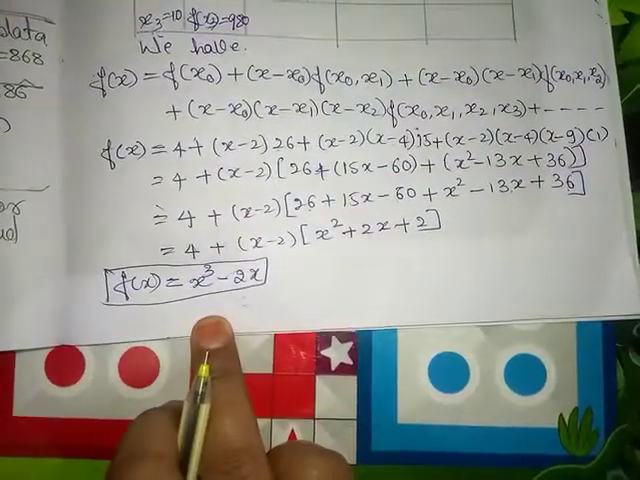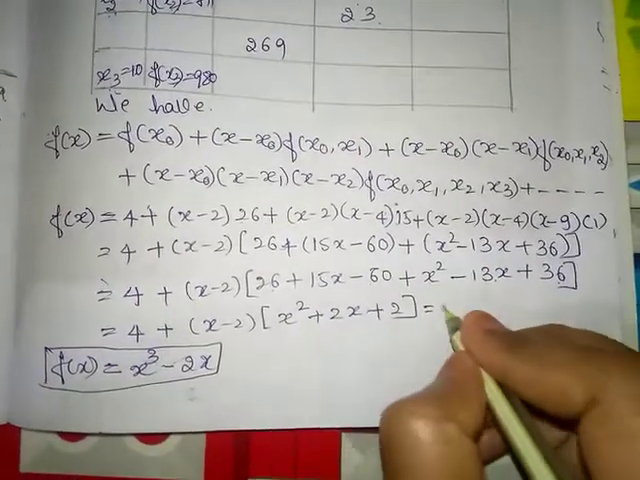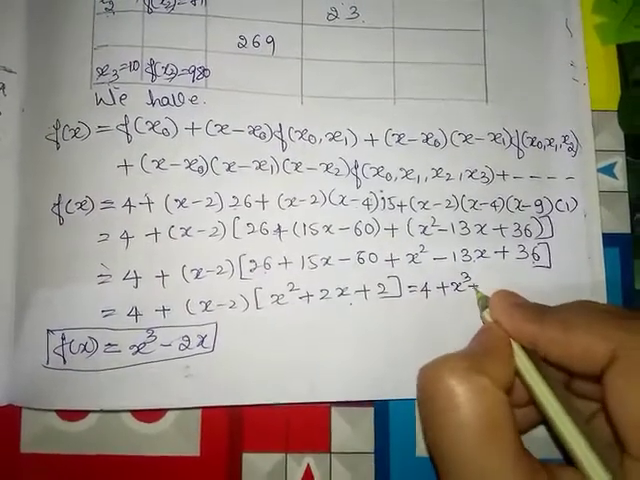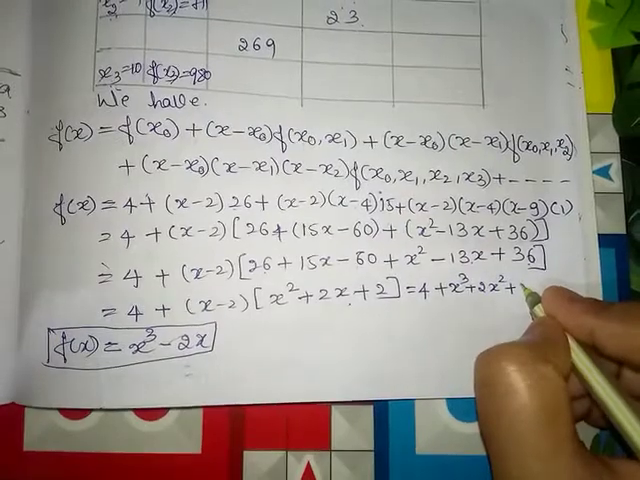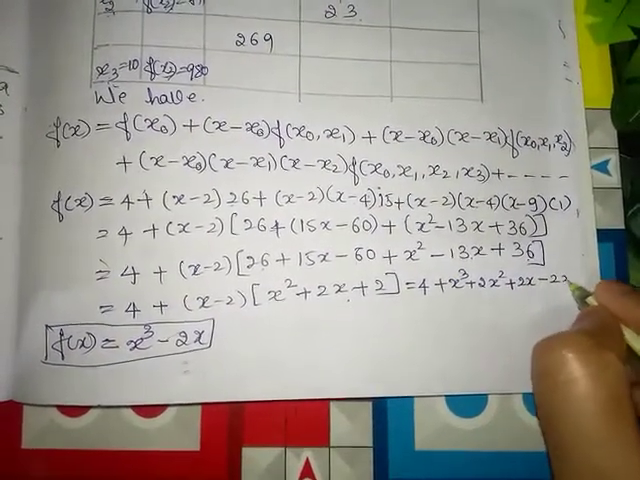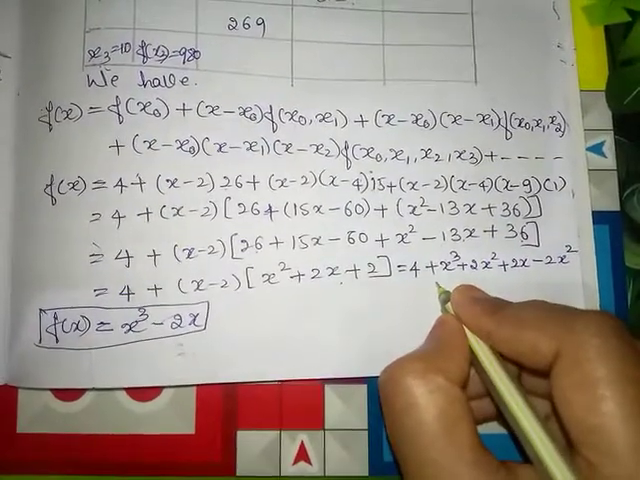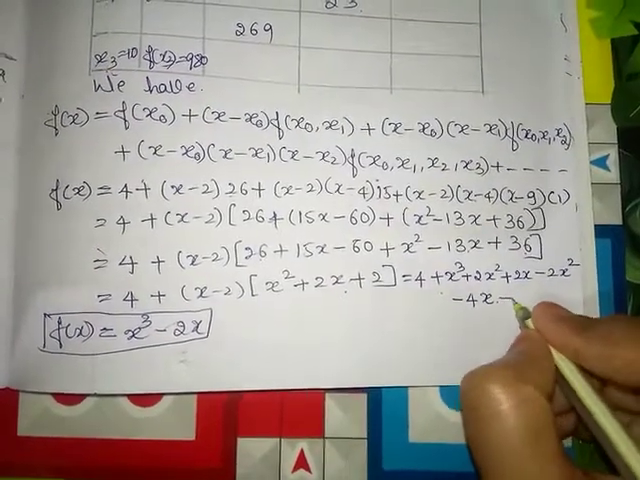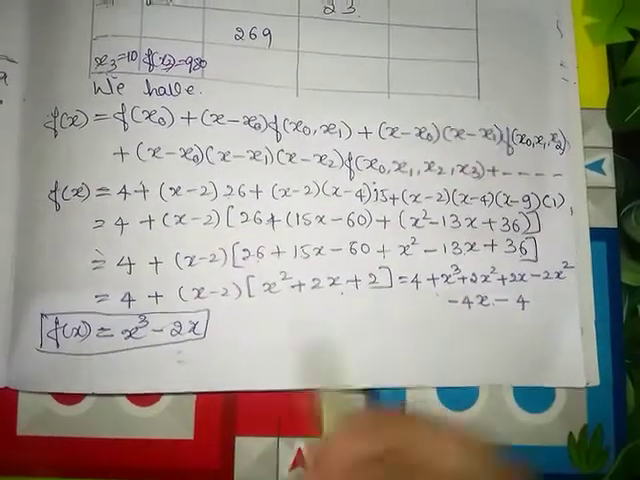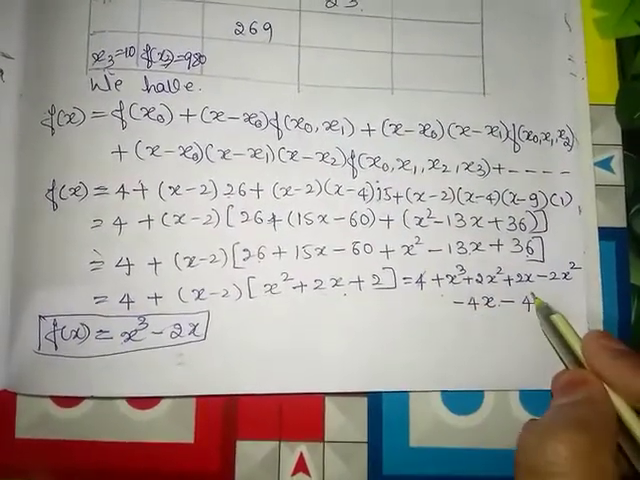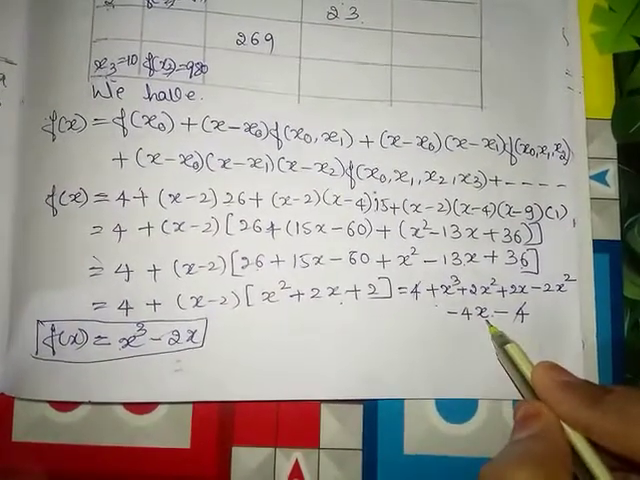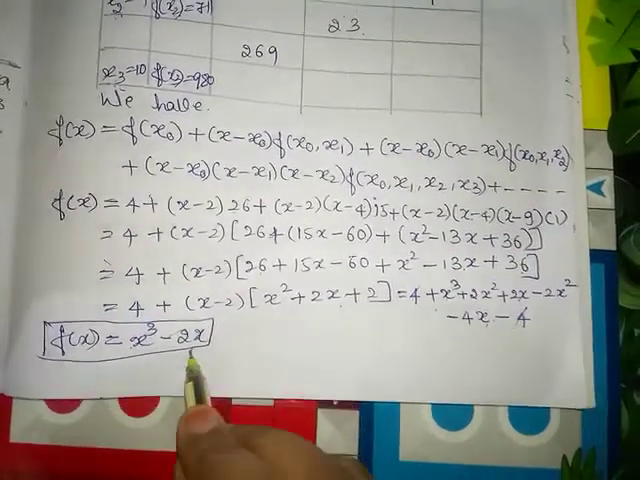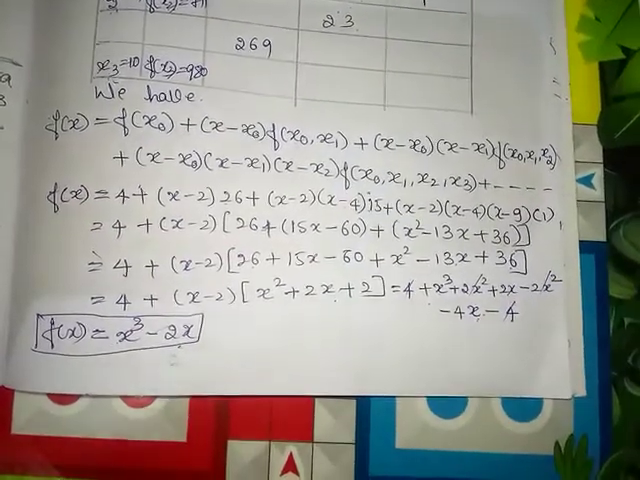x cube minus 2x. Otherwise, I will write the next term here, 4 plus, simplify this one, what we will get, x cube plus 2x square plus 2x, minus 2x square, I will write here below, minus 2x square minus 4x minus 4. See here, x cube is as it is, plus 4 minus 4 get cancelled, minus 4x, here we have plus 2x, plus 2x minus 4x, remaining is minus 2x, plus 2x square minus 2x square get cancelled.